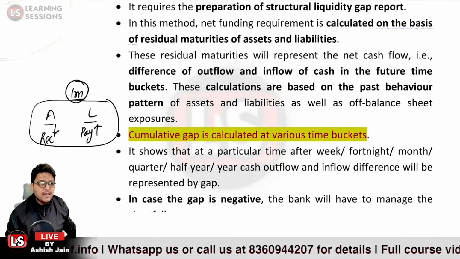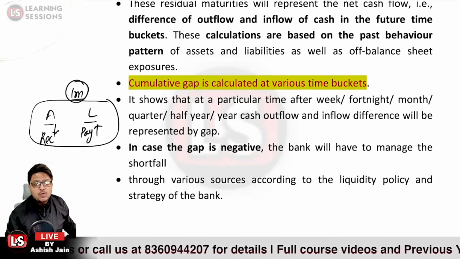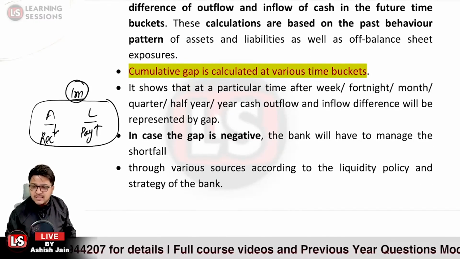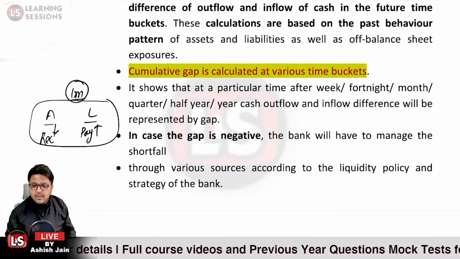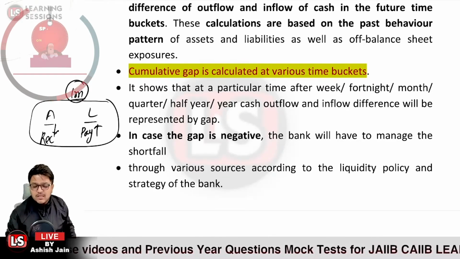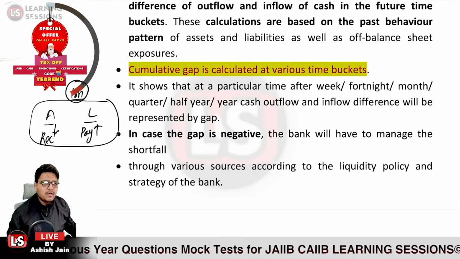So in the case of a negative gap, as I already told you, the bank has to manage the shortfall through various sources. Either they will be liquidating their non-liquid assets, or they will be increasing their liabilities. By both manners, we can cover up the liquidity gap.